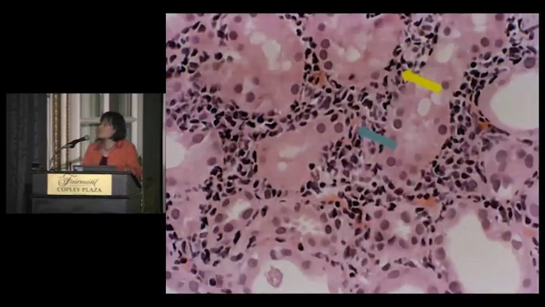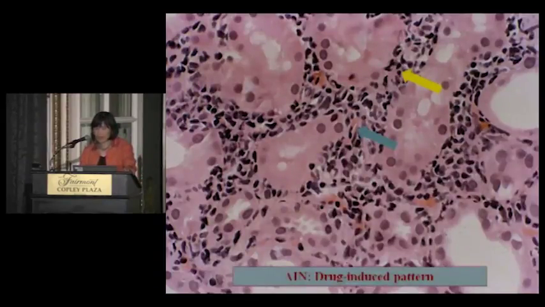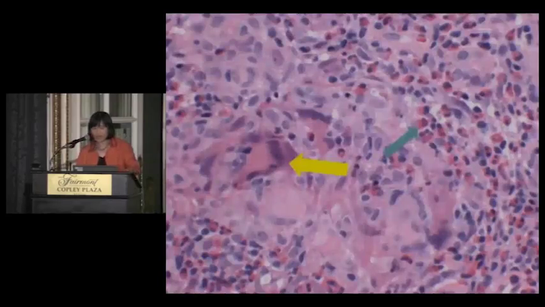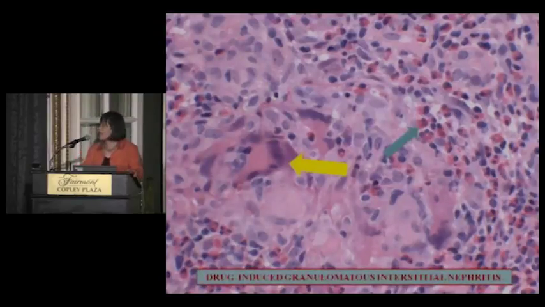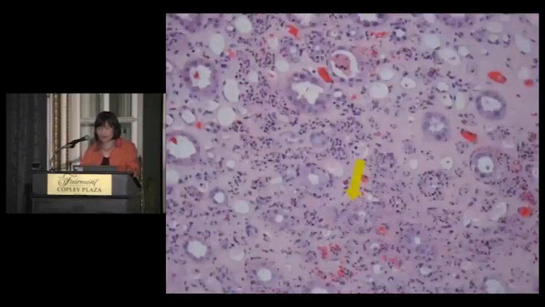Okay, so you have seen this before. Again, tubules are preserved. There are many lymphocyte infiltrates with eosinophils. This is very commonly seen in drug-induced AIN. Okay, this slide here shows multinucleated giant cells with many eosinophil infiltrates. Anybody want to guess what this pattern could be? This is commonly seen, again, in drug-induced AIN. Remember I said granuloma can be seen in AIN, and most commonly is drug-related.